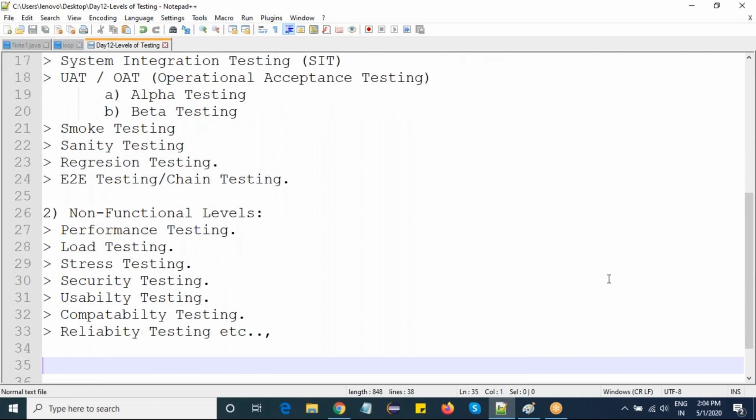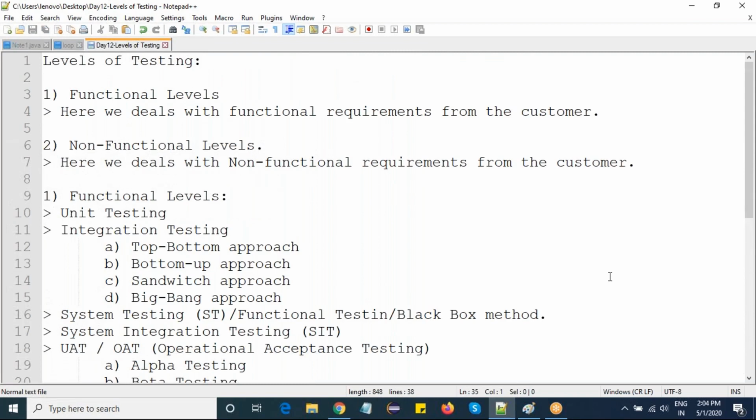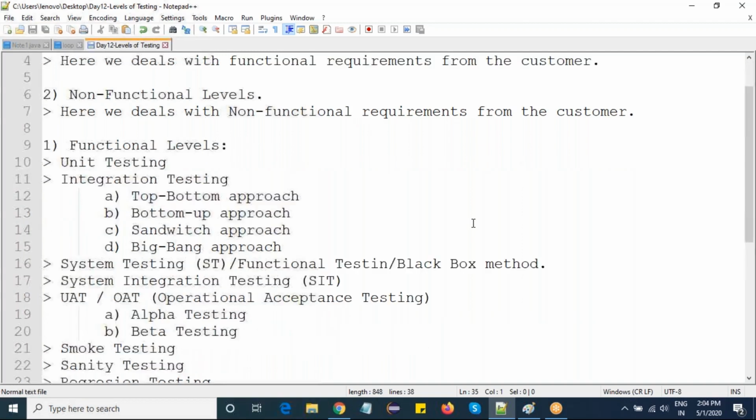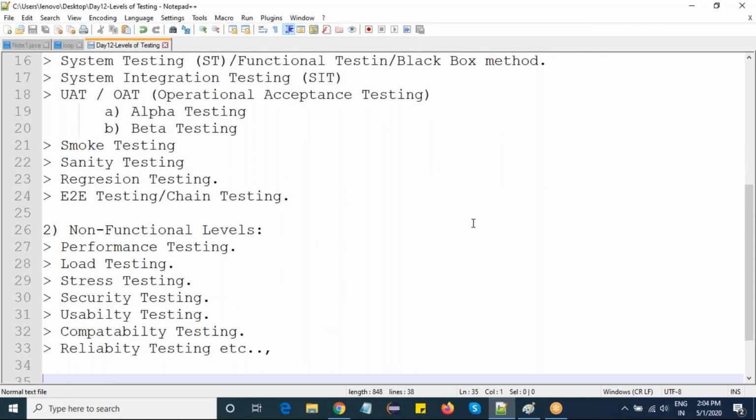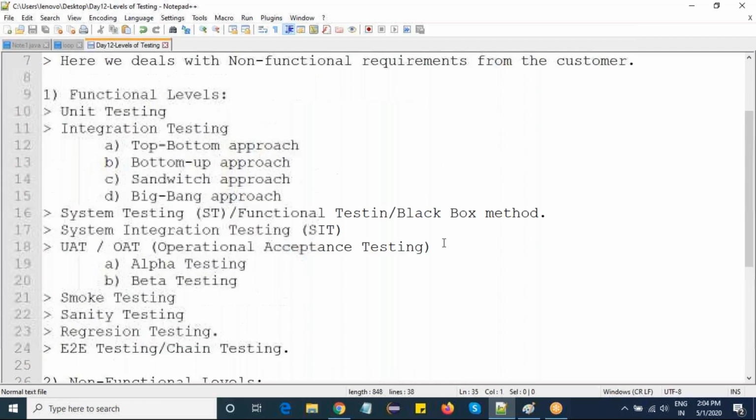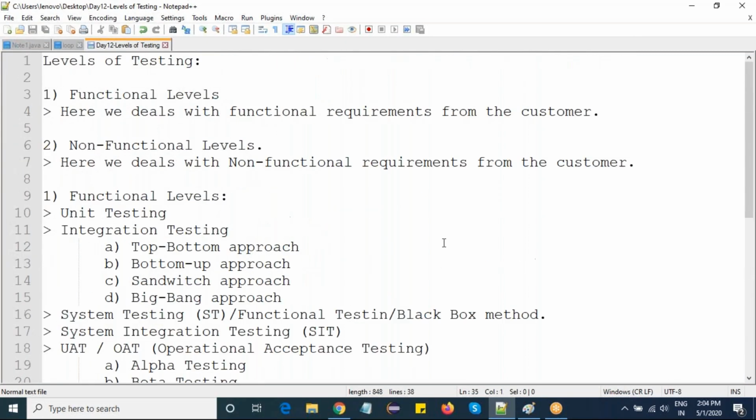So try to remember, in levels we have two types. The first one is functional, the second is non-functional. Functional deals with functional requirements, non-functional deals with non-functional requirements. In functional levels we have types: unit, integration, system integration, UAT, smoke, sanity, regression, and end-to-end testing. In non-functional testing: performance, load, stress, security, usability, compatibility, reliability, and so on. Many people consider functional levels to be only unit and integration. Not like that. Levels have two types: functional and non-functional. In functional we have unit, integration and so on.